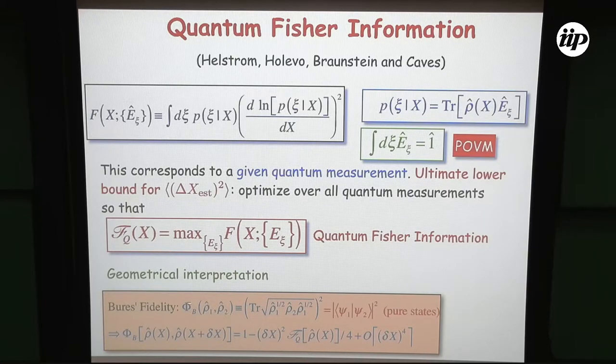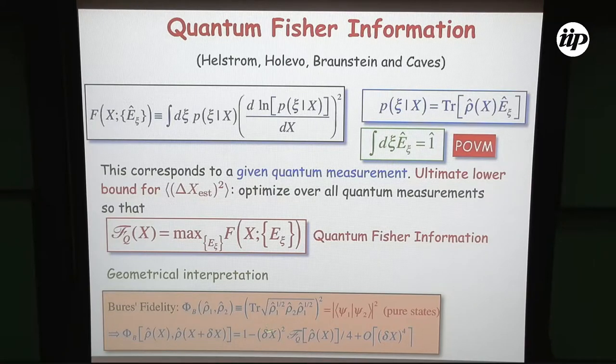Now, if you take this and you find the fidelity between rho of x, where x is the value of the parameter, and rho of x plus delta x, which involves a small displacement of this parameter, and if we expand this with respect to delta x, you find that the expansion is given by this expression. And look here, in this delta x squared term, the second order term in the expression, the quantum Fisher information shows up. Okay? And that gives us immediately a geometrical interpretation of the quantum Fisher information. You see, it is related to this distance, if you want, between the two states.